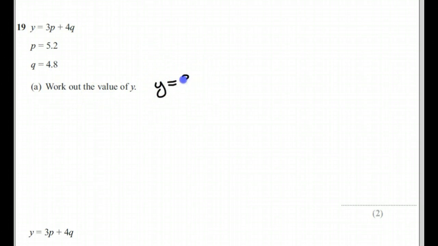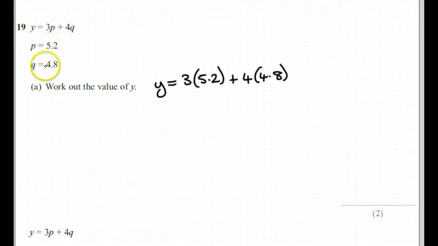and we're told that y is equal to 3 times p plus 4 times q. So you see that where there's a p, I've replaced it with the value of p, which is 5.2. And where there's a q, I've replaced it with a value of q, which is 4.8. Putting that into the calculator, indicating you need to multiply 3 by 5.2, and you get an answer of 34.8. It's exactly that, so there's no rounding necessary, and that's that first question done.